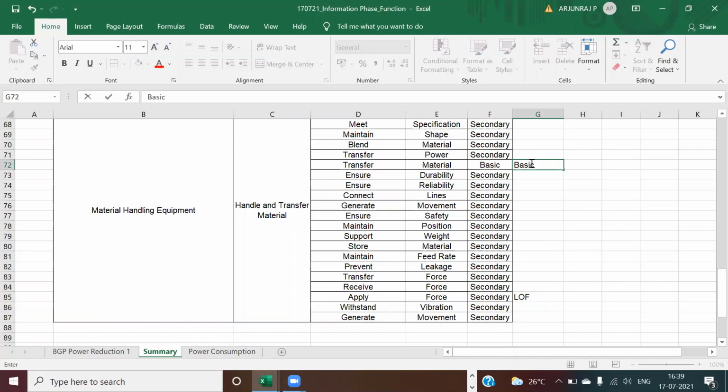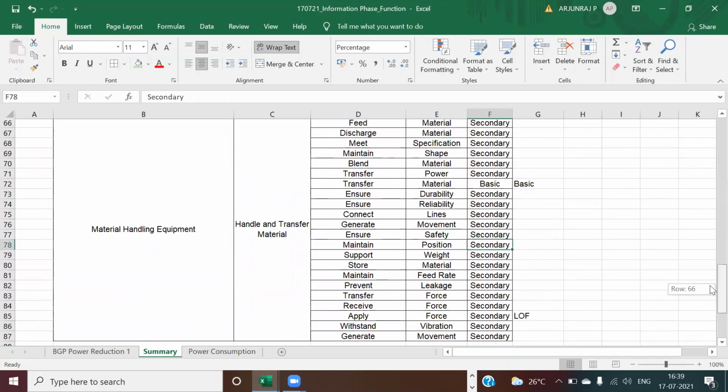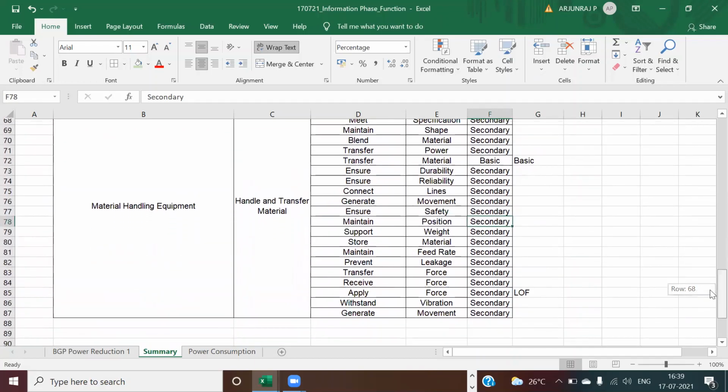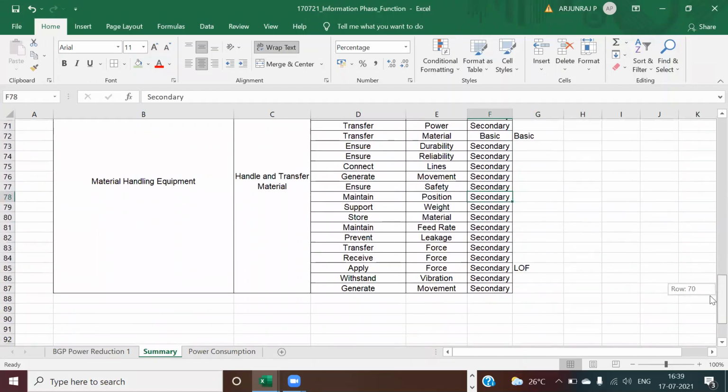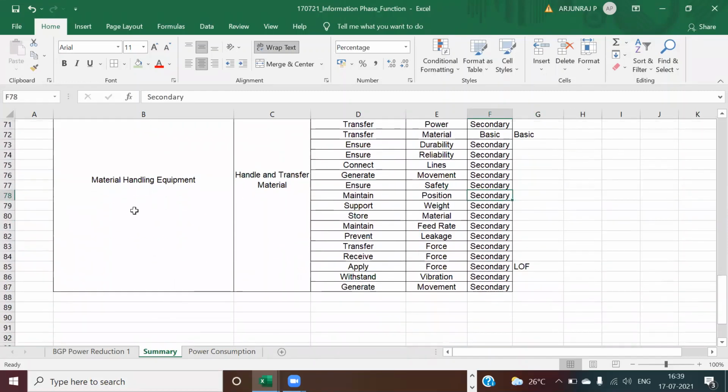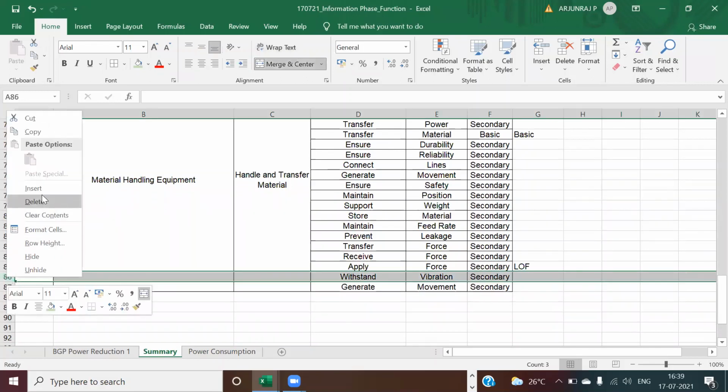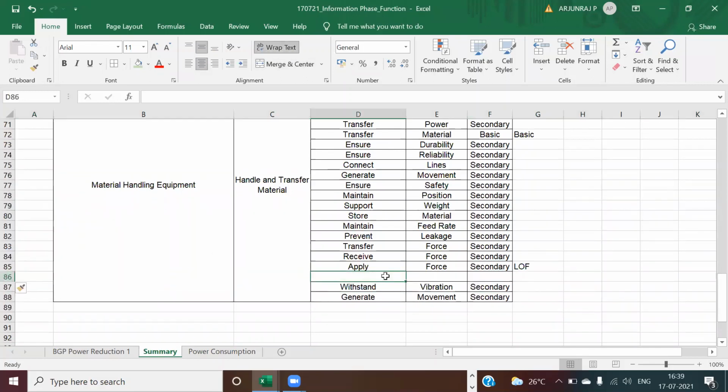Now let us see what can be the one-time function. One-time function is basically warranty. What about the warranty? If I am the manufacturer, I will be giving the warranty to you, right? In case of any issue, that should be there. Ensure warranty should be there, right?